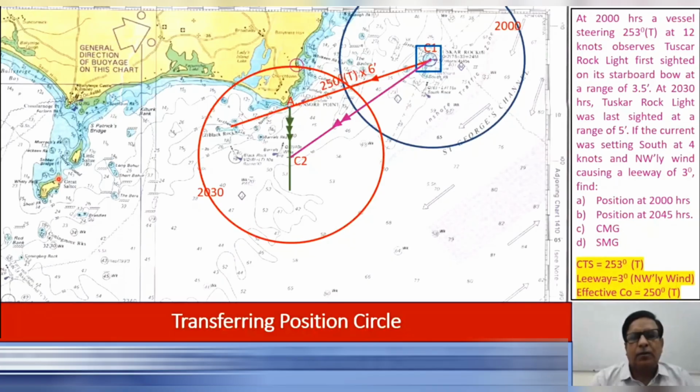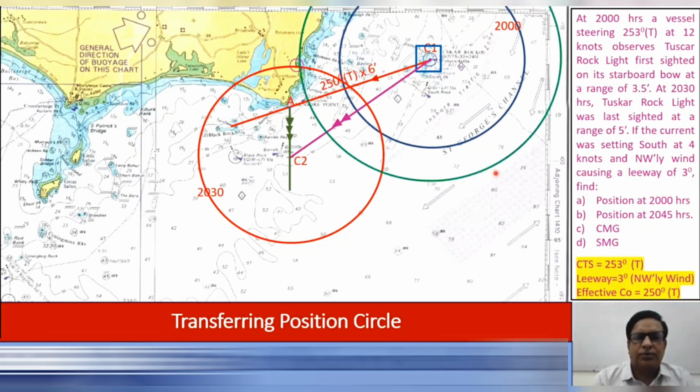At 2030, we have another position circle which can be drawn with Tusker Rock Light as the center and the last sighting range of 5 miles as radius. So we draw that position circle. The green position circle is the 2030 position circle, obtained by using the last sighting observation of the Tusker Rock. The red position circle is the transferred circle for 2030. Now where do they intersect? They intersect at this point out here, and they also intersect at this point. Now these two could be the possible positions of the vessel at 2030 hours.